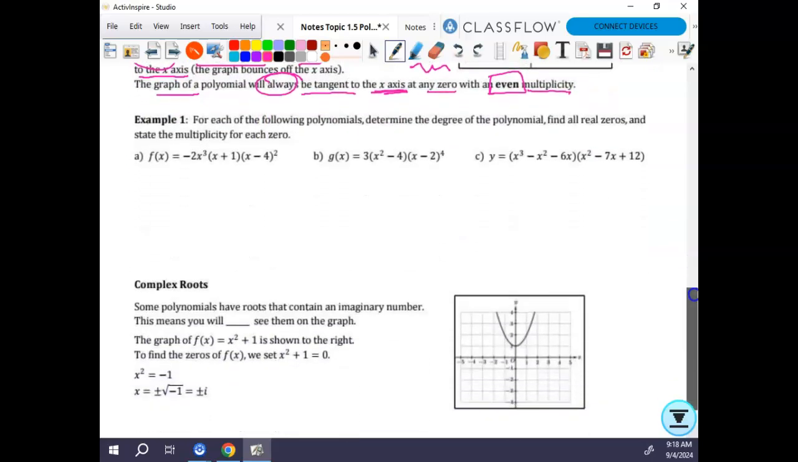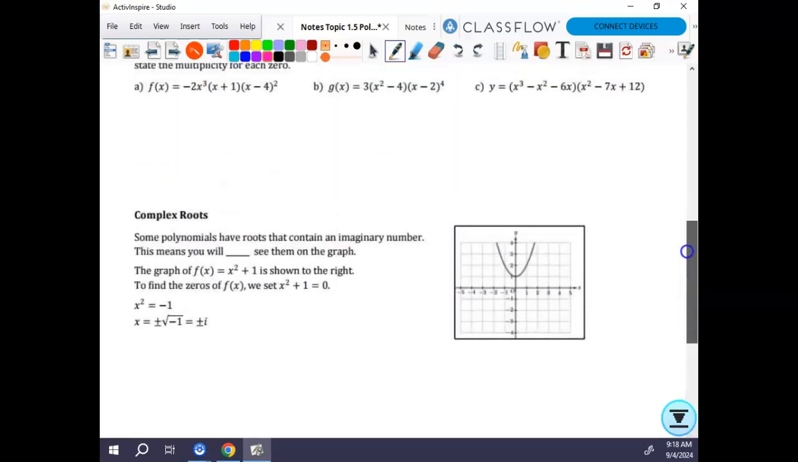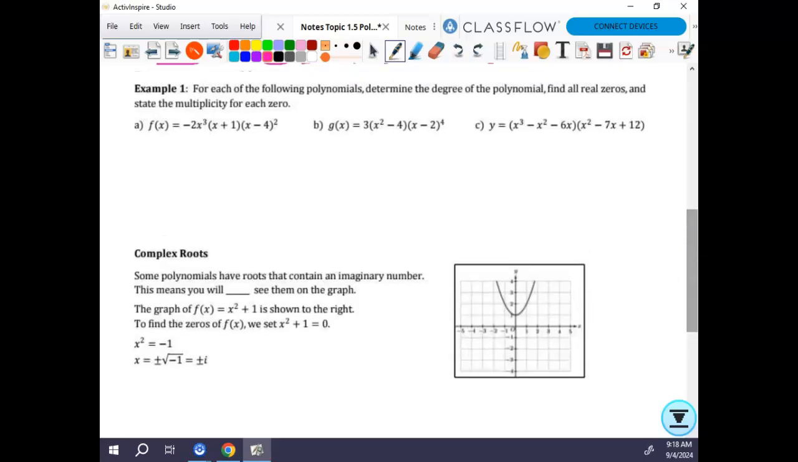All right, so then how are we going to be asked some of this stuff? It says for each of the polynomials, determine the degree of the polynomial. What is the degree? And find all the real zeros and state the multiplicities. All right, so when I look at A, it's already all factored for me. I have 3 linear factors, so I know it's completely factored. I need the degree. I don't have to multiply it all the way out to figure out the degree, but if I did multiply it all out, what would the degree be?